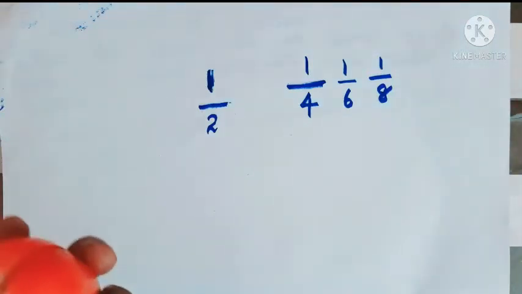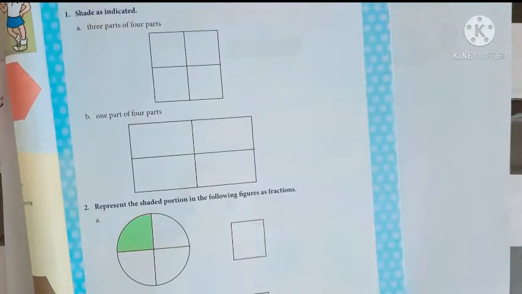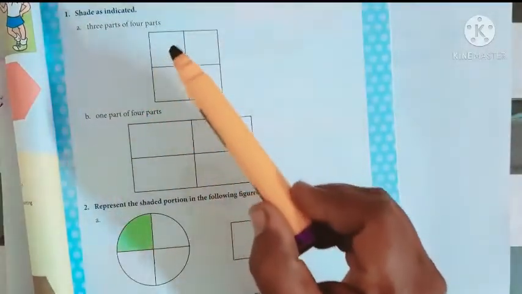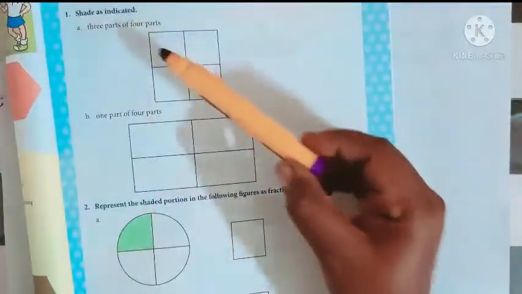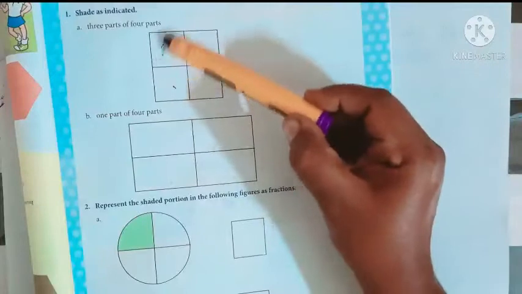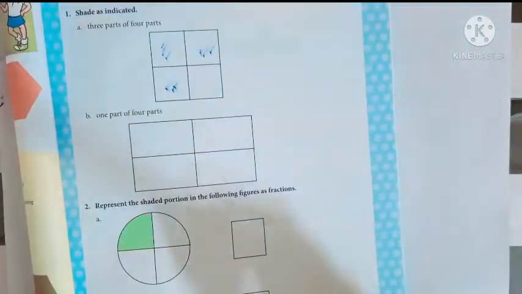Yes? Fine. Before we go to the definition, we will go to the book page number 31. Right? Here it is given as, take page number 31, shade as indicated. 3 parts of 4 parts. Already it is 4 parts. In that you have to color 3 parts. So this part, and this part. You take your own colors and you can color it.